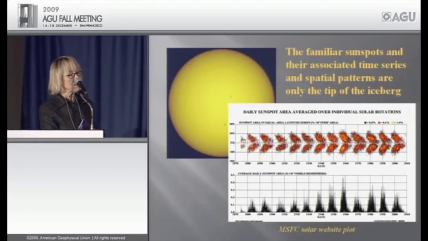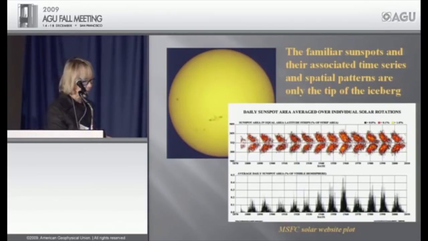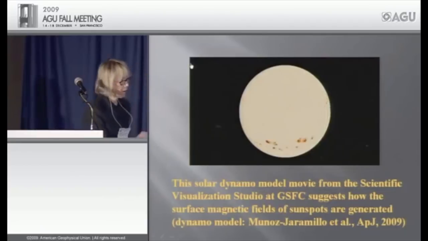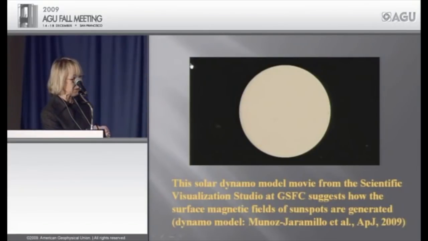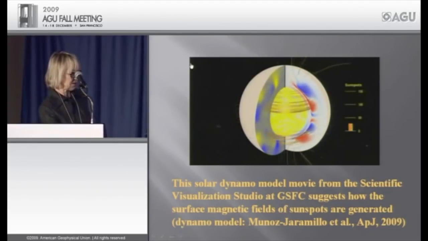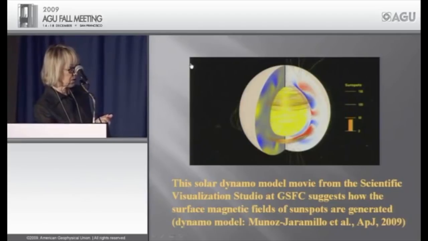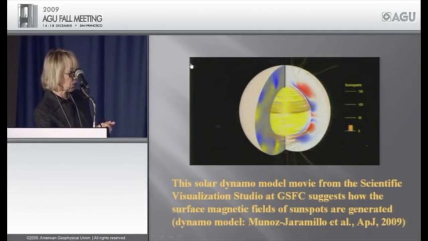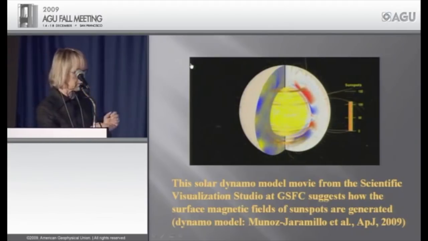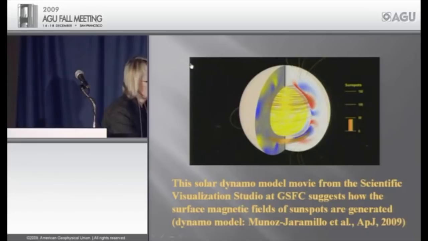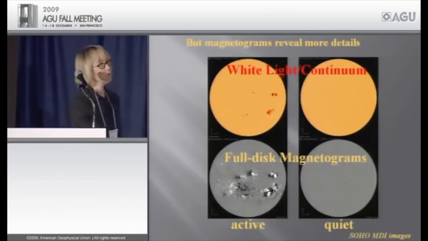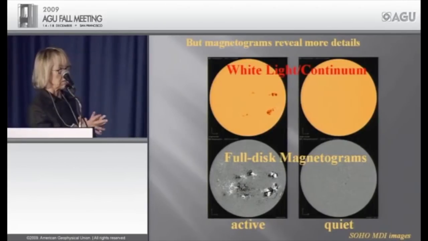So the familiar sunspots and their associated time series and spatial patterns, the butterfly diagrams, are only the tip of the iceberg, of course. This is only the superficial part of the solar cycle. We are progressing in our fields to the point where there are solar dynamo models, such as this one from the Goddard Scientific Visualization Center, of a new model that uses helioseismic data to model the interior convection of the sun and wind up toroidal fields and produce poloidal fields that poke out of the surface and produce the surface fields. So we are getting better all the time in our ability to understand the origins of what we're seeing on the surface.